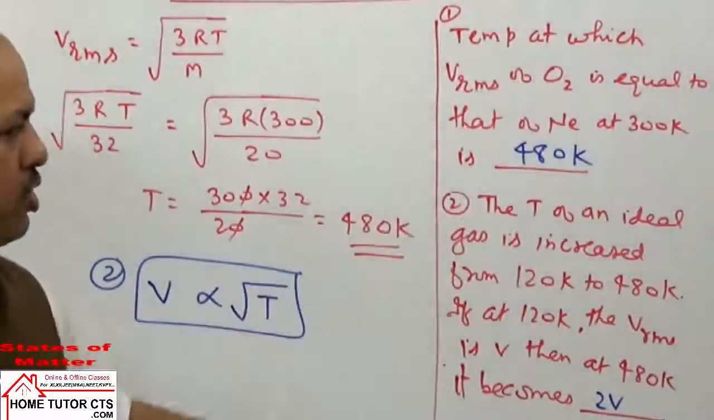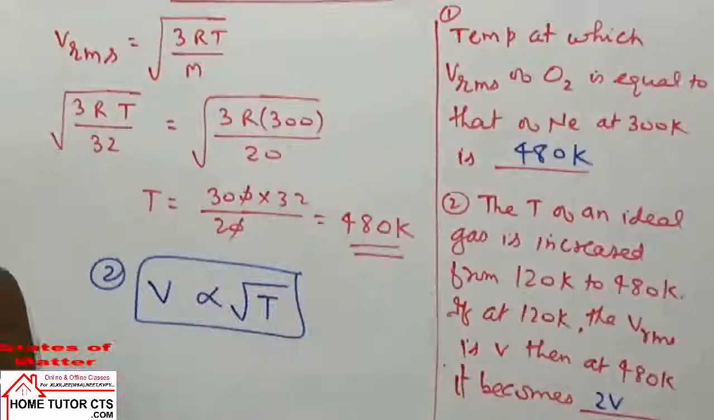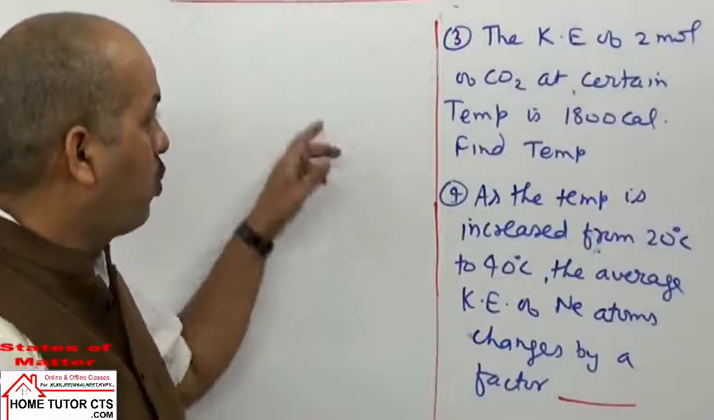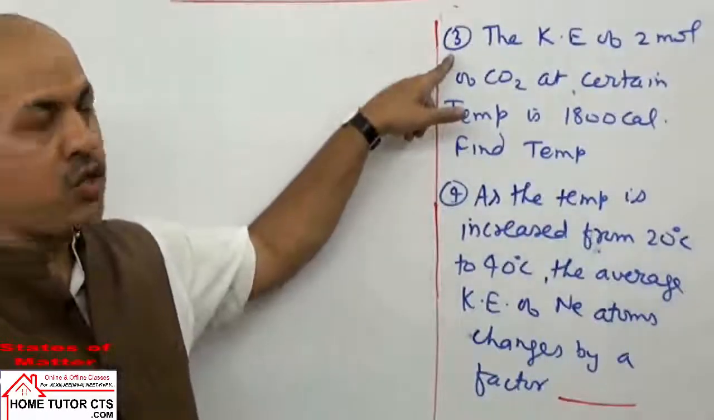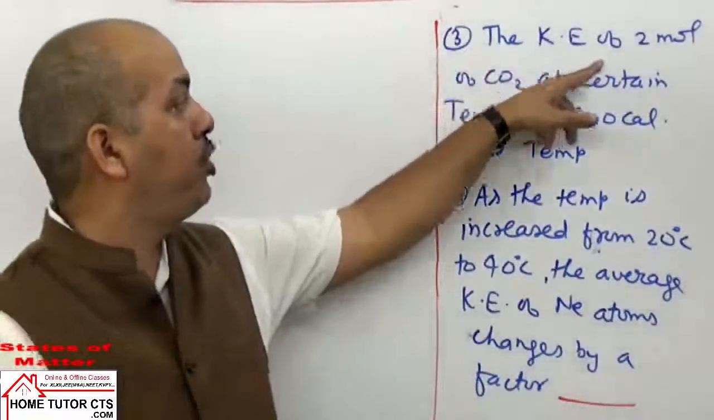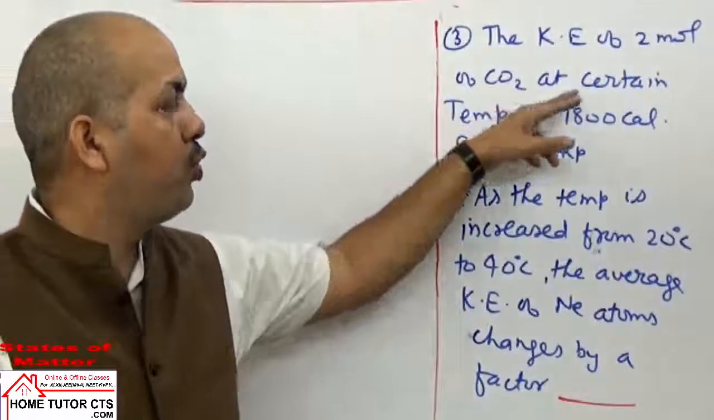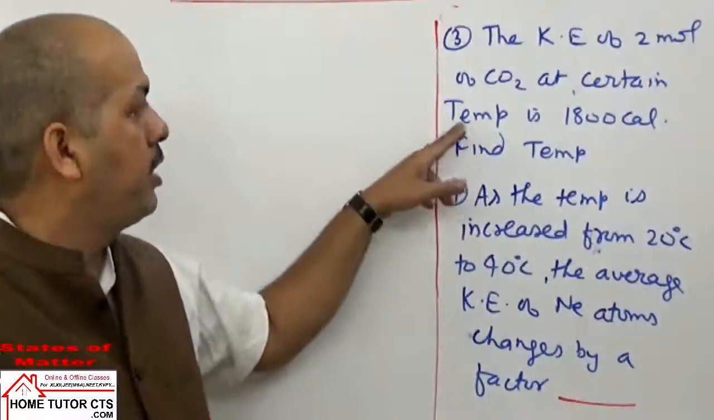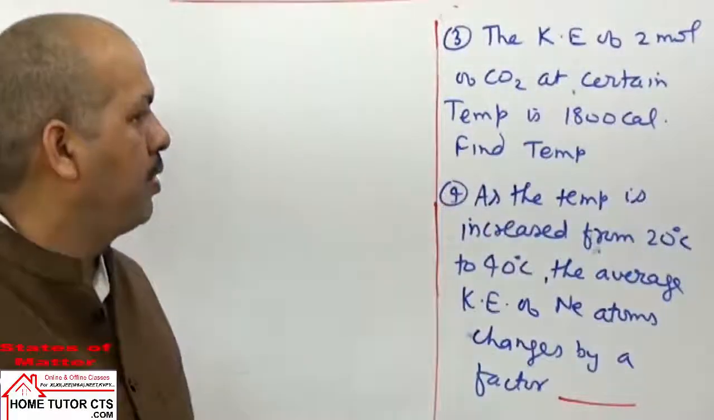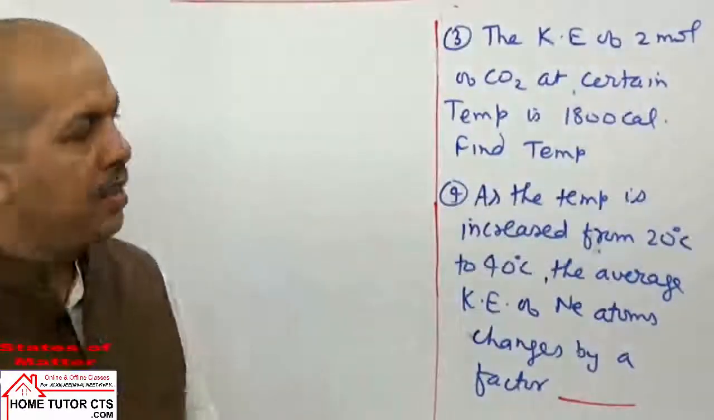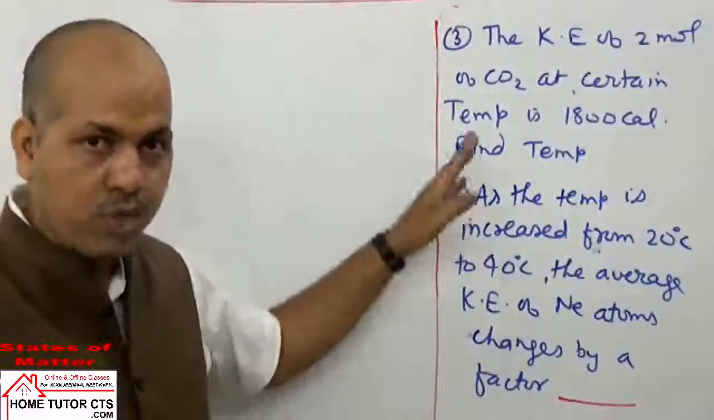Are you clear? बहुत easy questions हैं. Now let us take next question. Now coming on two more questions on same concept on this kinetic theory base only. Right, next question. The kinetic energy of 2 moles of CO2 at certain temperature is 1800 calories. Then find temperature. Right, next question, you write both questions, then you try.